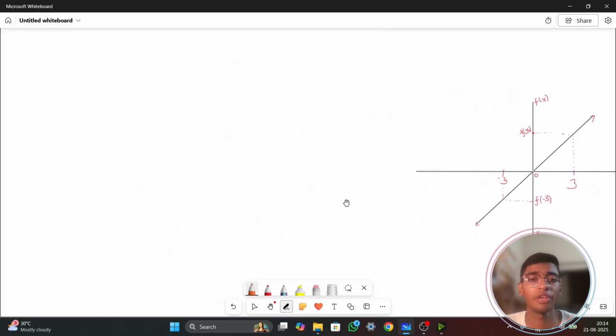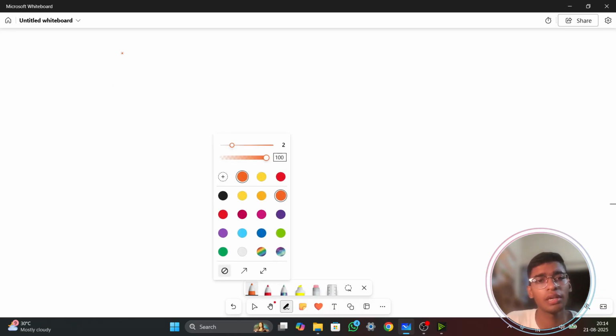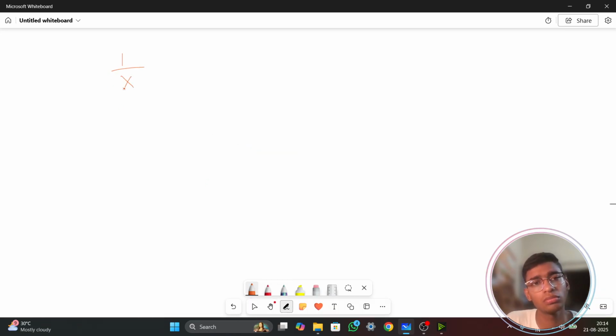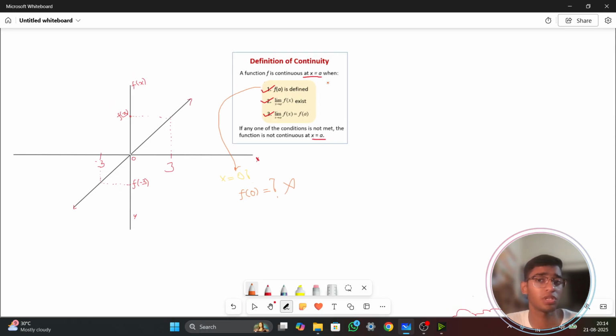So this was the whole concept about continuity. Now, this is how you find it graphically. What if you are given a question saying f(x) equals 1 by x, and you need to tell whether this function is continuous at x equals 0 or not? What are the three points you need to check? You need to check by the definition, which I already told you.